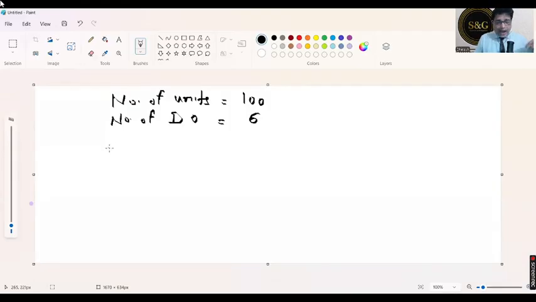Now, I have taken 100 shirts. Every shirt, how many possible defects can come? Type in the chat box. How many defect opportunities are there per shirt? 6, right? So total is 600 because there are 100 shirts I'm checking. So total defect opportunities are 600, right?